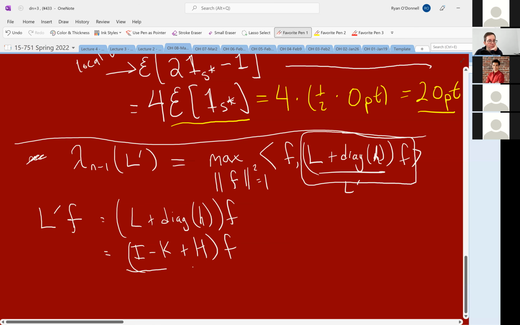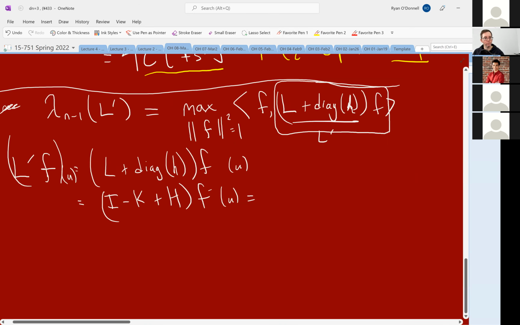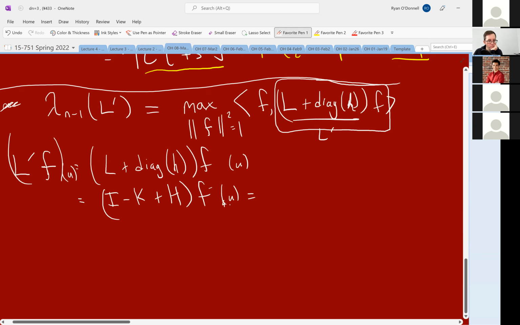Okay, so again, what type of object is this? A vector, a function, yeah. And okay, so it's a function. So if I were to evaluate it at a vertex U, what would it give me? F minus K F at U plus H F at U. Yeah, F of U minus KF of U plus HF of U.